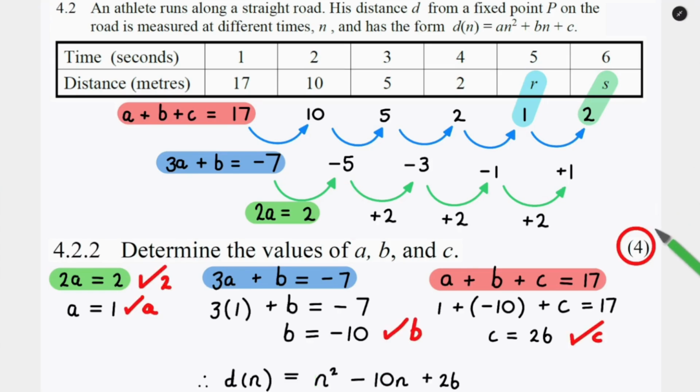And wrapping this question up, your 4 marks: the second difference of 2 gets you your first mark, and then the values of a, b, and c get you your second, third, and fourth mark.